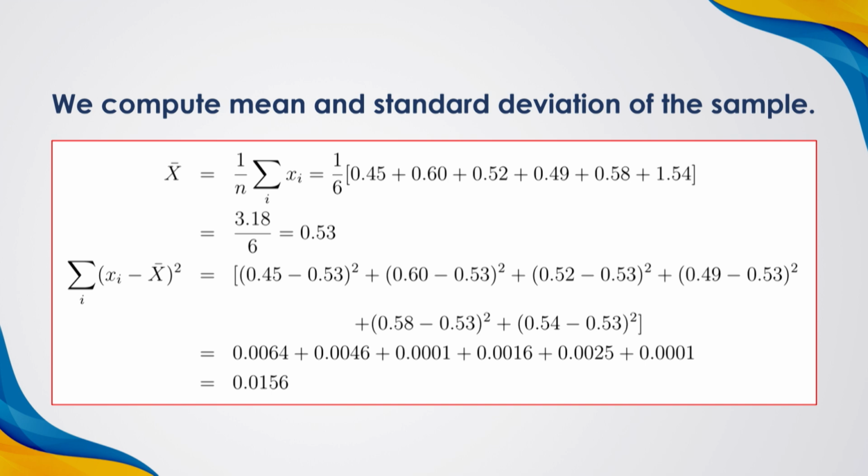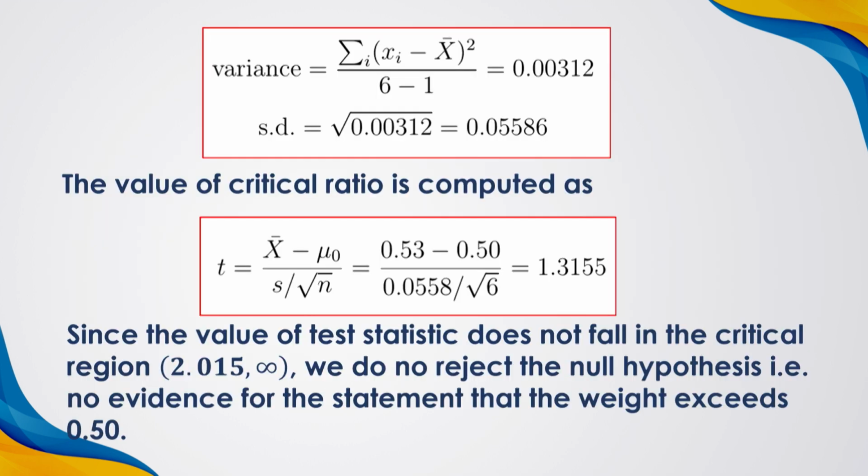We compute the mean and standard deviation of the sample. I am not going to discuss everything. The calculated value is x bar equal to 0.53, and the sum of squares of deviations is 0.0156. The students can use this to check the result. The variance is sigma (x_i minus x bar) squared divided by 6 minus 1, that is 0.03. The standard deviation is the square root, that is 0.055. The value of the critical ratio is computed as t equal to 1.3155. Since the value of the test statistic does not fall in the critical region, that is the interval starting from 2.015, we do not reject the null hypothesis, that is, there is no evidence for the statement that the weight exceeds 0.50.